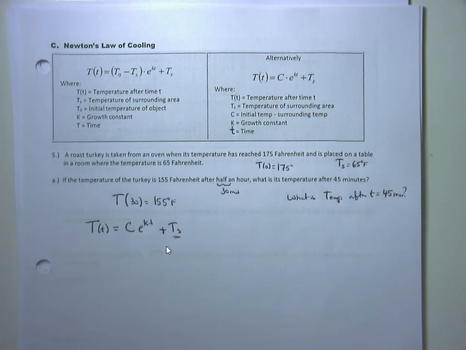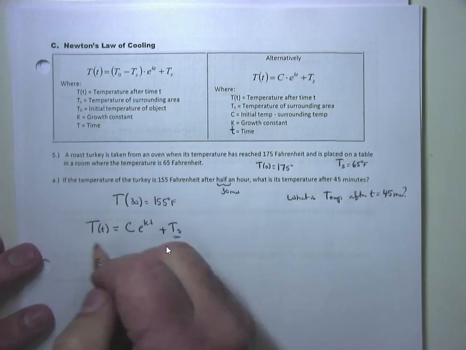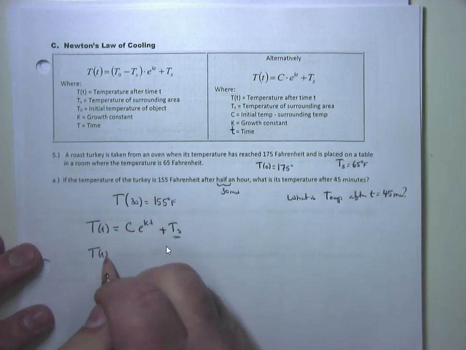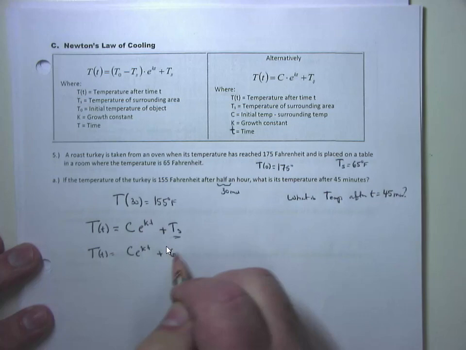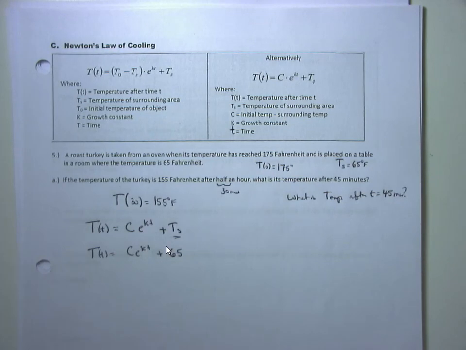65 degrees. That is a fixed constant that goes right in here. So I got the formula: big T of little t equals C e to the kt plus the surrounding temperature of 65 degrees. If you look at this formula, you will notice there are two constants we don't know: the big C out front and the k, which is your decay or growth constant, depending on the situation.